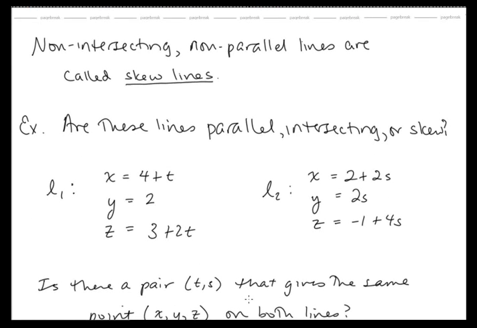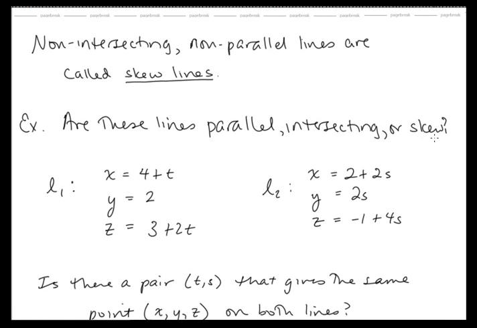Now let's take a look at an example. Are these lines parallel, intersecting, or skew? First thing we're going to look at are the direction vectors to see if the lines are parallel. What's the direction vector for line 1? We have a 1, a 0, and a 2 as our coefficients of t. And for line 2, we have a 2, a 0, and a 4. These are not parallel. Now notice I'm using an S here for my parameter instead of T. You'll see in a minute why we want to use different letters for those.